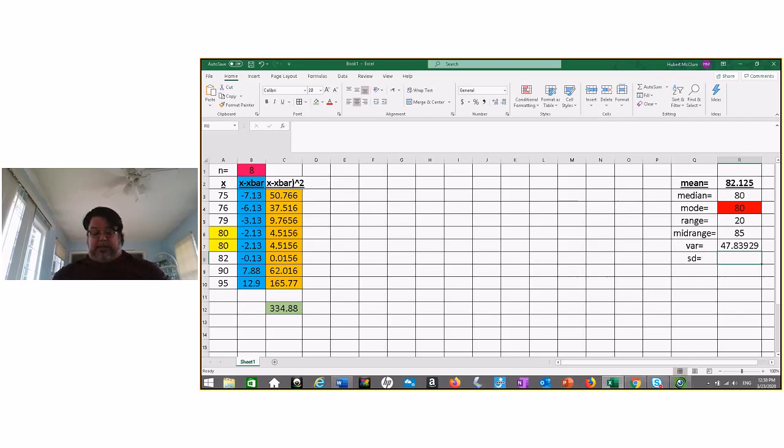So I take that number and I plug it in. Standard deviation is equal to the square root of 47.83, and with your calculator, you need to plug in the whole thing. Okay? And I'm going to raise it to the 1/2 power, because that's what the square root is.